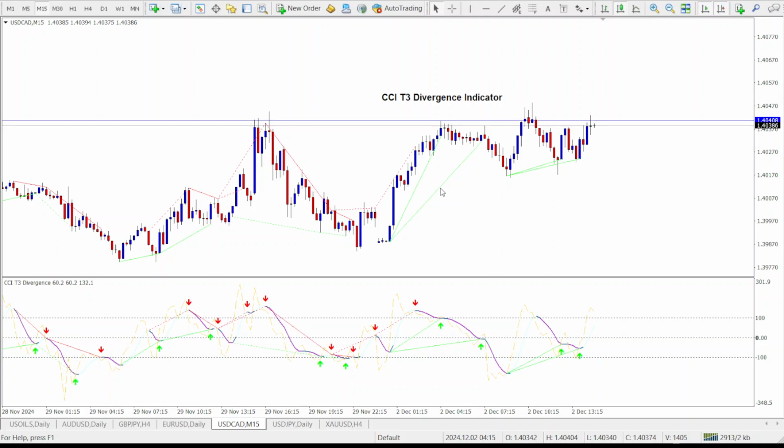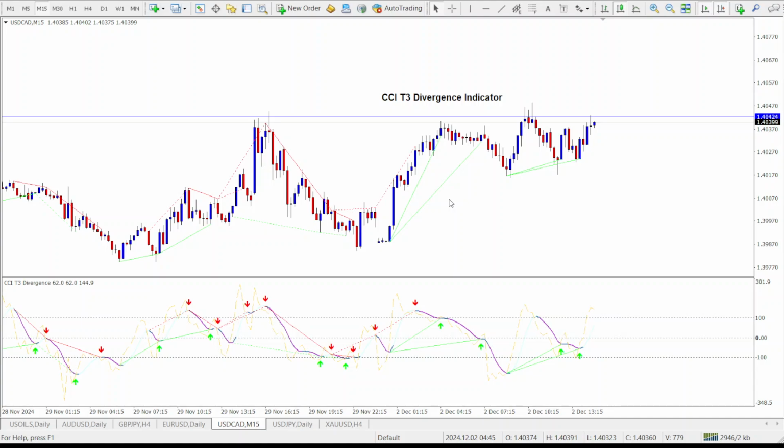Basically, when a bullish divergence is detected, you're going to see green lines, as you can see here. These green lines are indicating bullish divergence. And you know what bullish divergence means, right? When the price is making lower lows, and then you have the indicator make higher lows, and as a result of that, you likely have a bullish move. That's a bullish regular divergence.